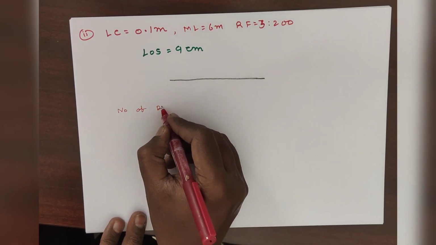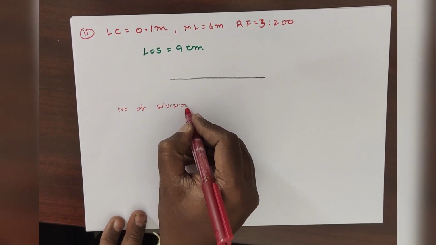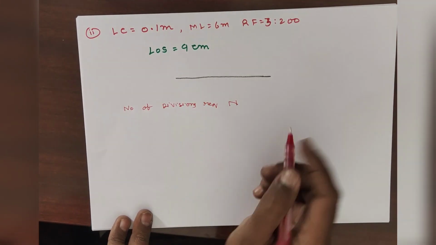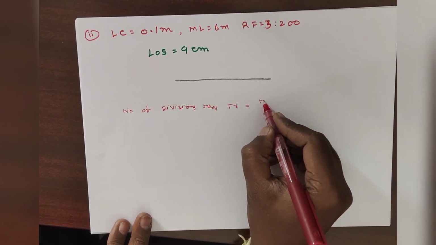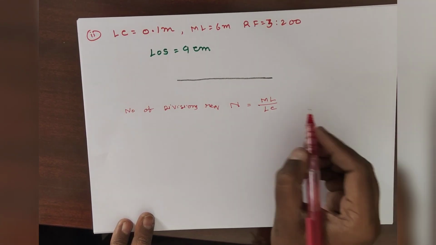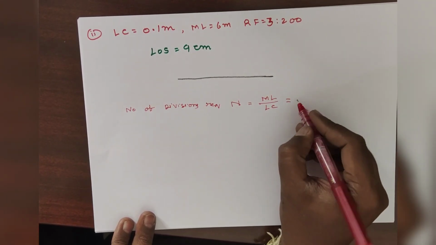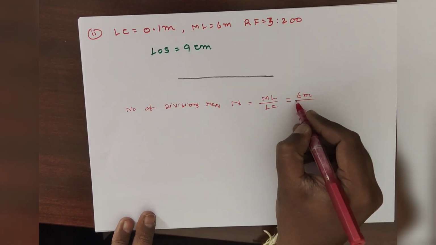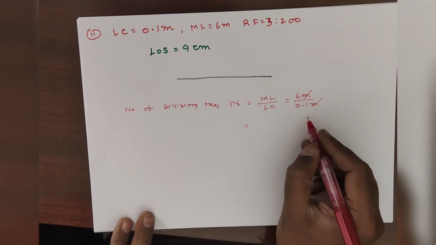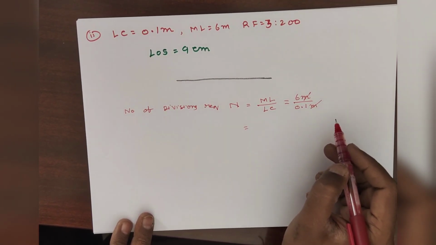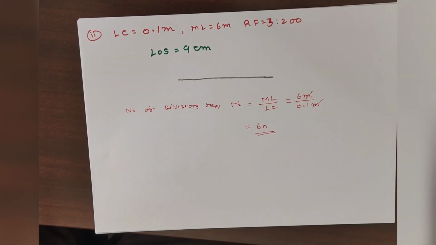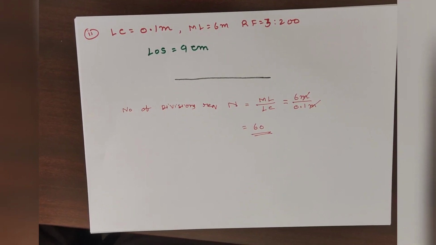Number of divisions required. That is going to be represented as capital N. So how much is it? Maximum length by least count. What is the maximum length for our problem, sir? 6 meters by 0.1 meter. Meter will get cancelled. If you multiply by 10 on both sides, 60 divided by 0.1 into 10, 1. Therefore 60.